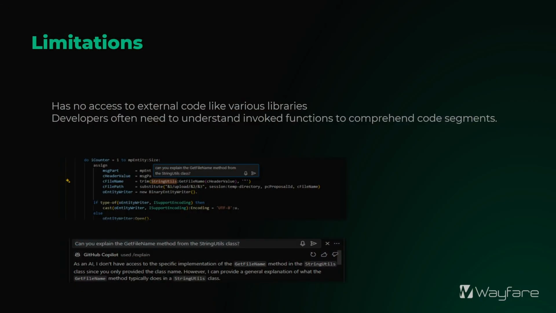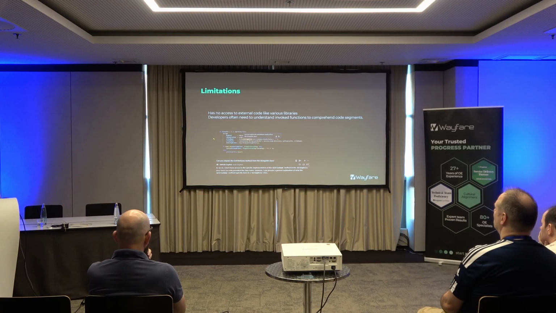Another limitation: if we didn't strategically open the sources we want to reference, Copilot doesn't know about them. As in this example, we tried, hey, can you explain what StringUtils is doing?